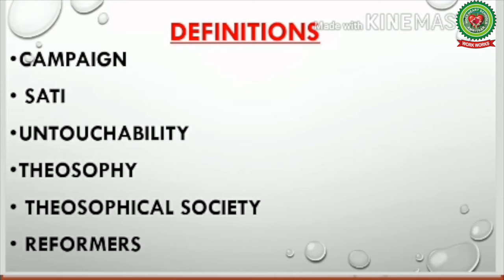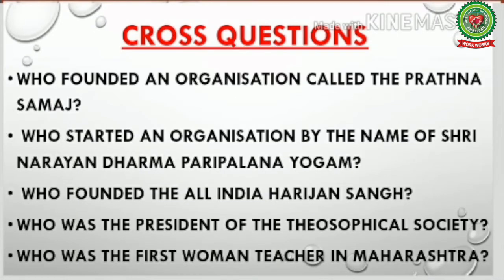Definitions: campaign, sati, untouchability, theosophy, Theosophical Society, and reformers. Now answer these cross questions. Who founded an organization called the Prarthana Samaj? Who started an organization by the name of Sri Narayana Dharma Paripalana Yogam? Who founded the All India Harijan Sangh? Who was the president of the Theosophical Society? And who was the first woman teacher in Maharashtra?